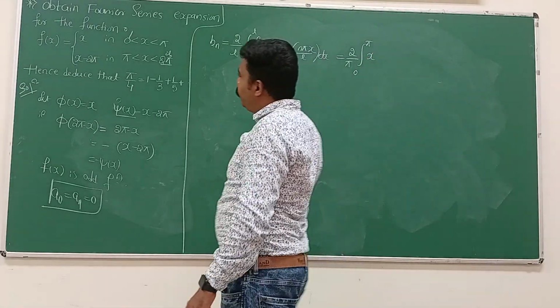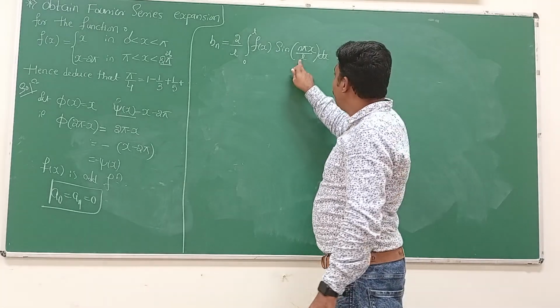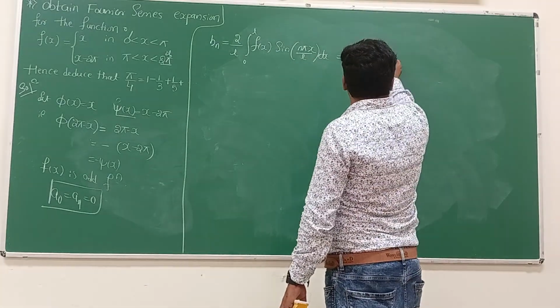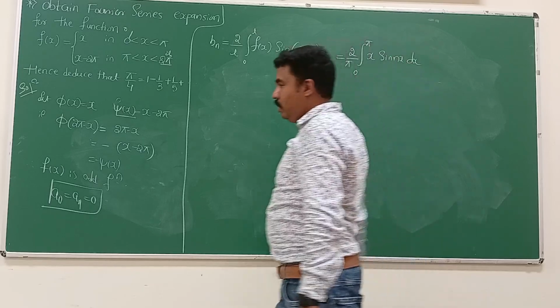L value is pi, pi and pi cancel. That is sine nx dx, sine nx dx. From 0 to pi, the function is defined as x. I cannot take the other function. Why? Because it is defined in pi to 2 pi, but the limits are 0 to L. So 0 to pi. Now we know the integration by parts method.